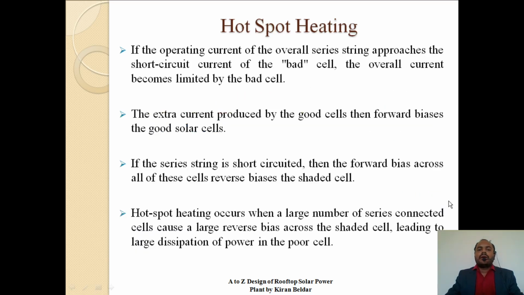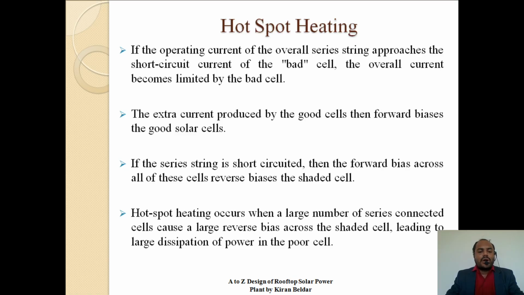If the operating current of an overall series string approaches the short circuit current of a bad cell, the overall current becomes limited by the bad cell. The extra current produced by the good cells then forward biases the good solar cells. If the series string is short circuited, then the forward bias across all of these cells reverse biases the shaded cell.